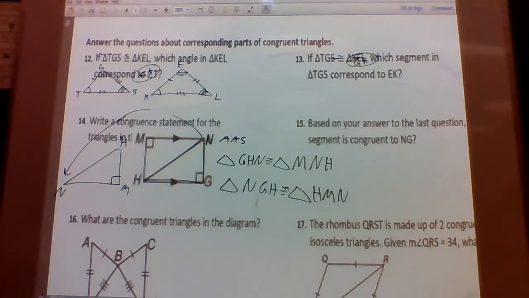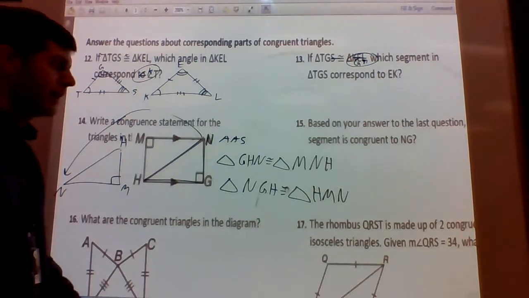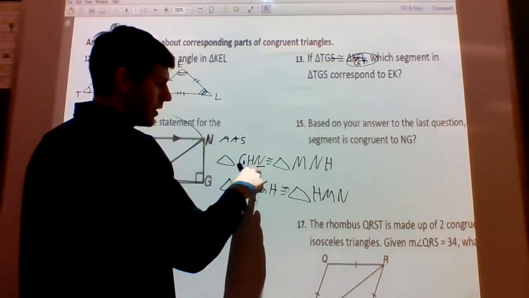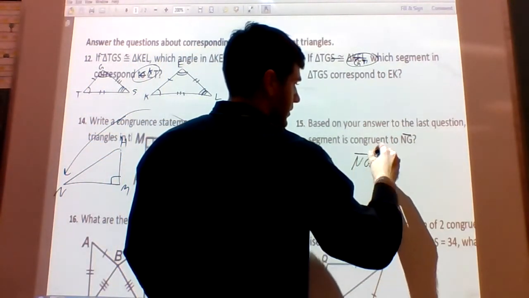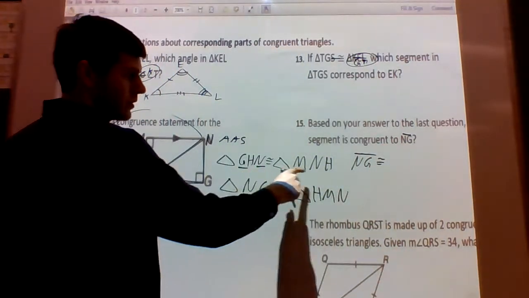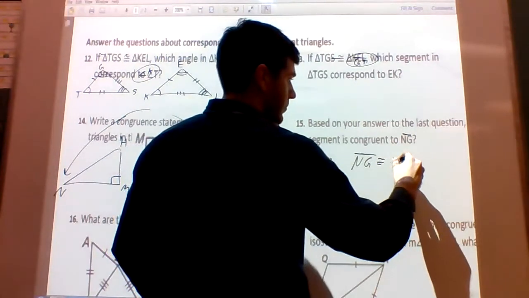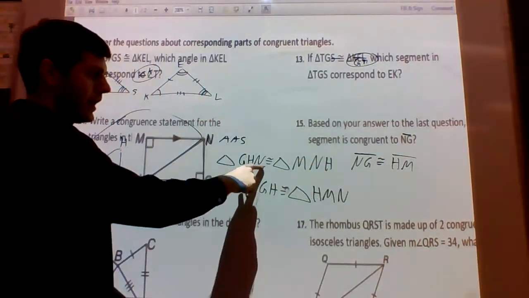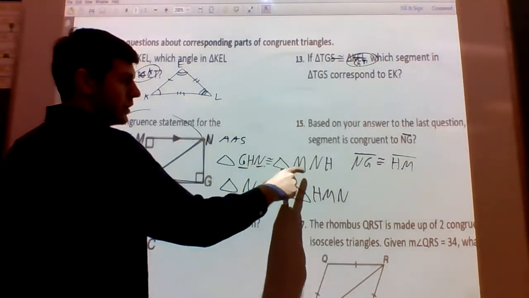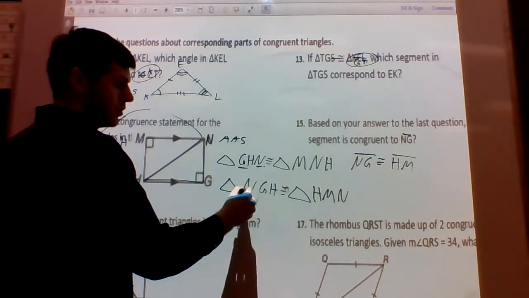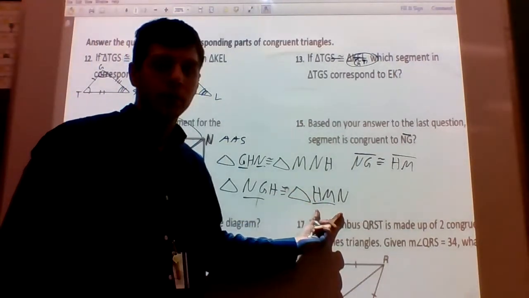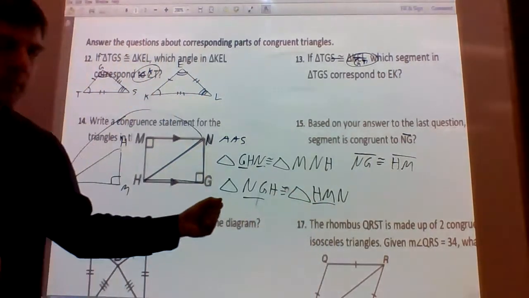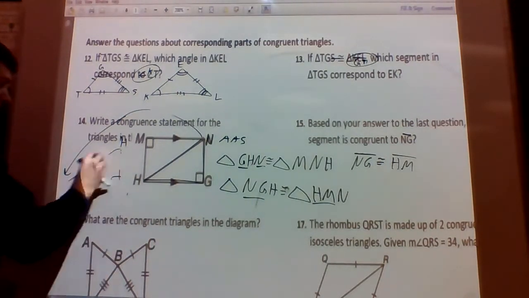Number 15, based on your answer to the last question, what segment is congruent to NG? So NG, last and then first. So NG is going to be congruent to HM. Last and then first. NG, HM. If you look at this one, NG is congruent to HM. So no matter how you named it, you're going to get the same answer for 15, as long as you named the other triangle in the same order. Okay. 16.